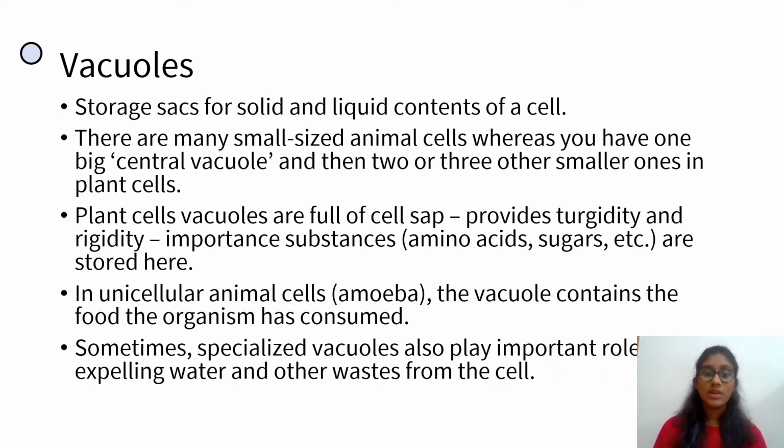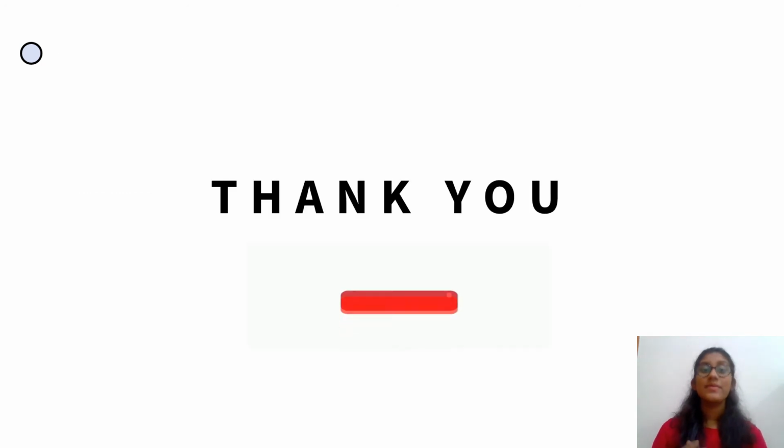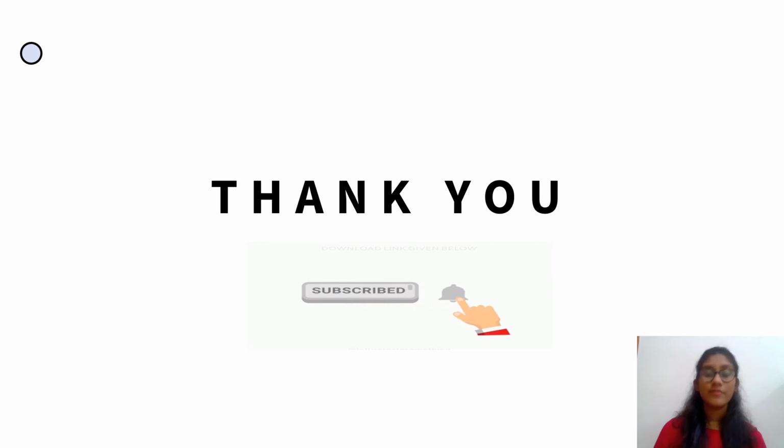In unicellular animal cells, for example the amoeba, the vacuole contains the food the organism has consumed. Sometimes, specialized vacuoles also play an important role in expelling wastes and water from the cell. Now that brings us to the end of this chapter, the fundamental unit of life, finally.